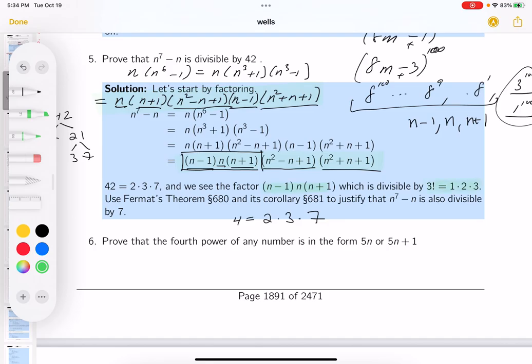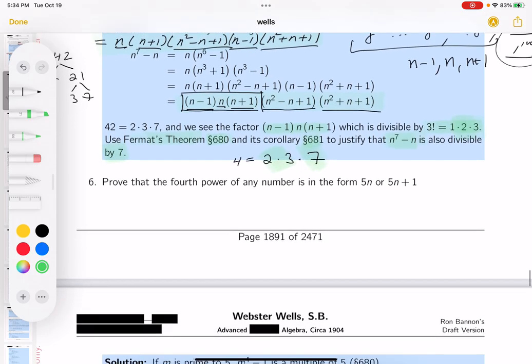But anyway, I noticed this over here. Let me just read it to you. This over here is like 3 factorial, all right, 1, 2, 3. It goes on to say use Fermat's theorem. It gives you the section number, section 680 and corollary 681. You got to go back, read over the notes, to justify that n to the 7th minus n is also divisible by 7, all right?